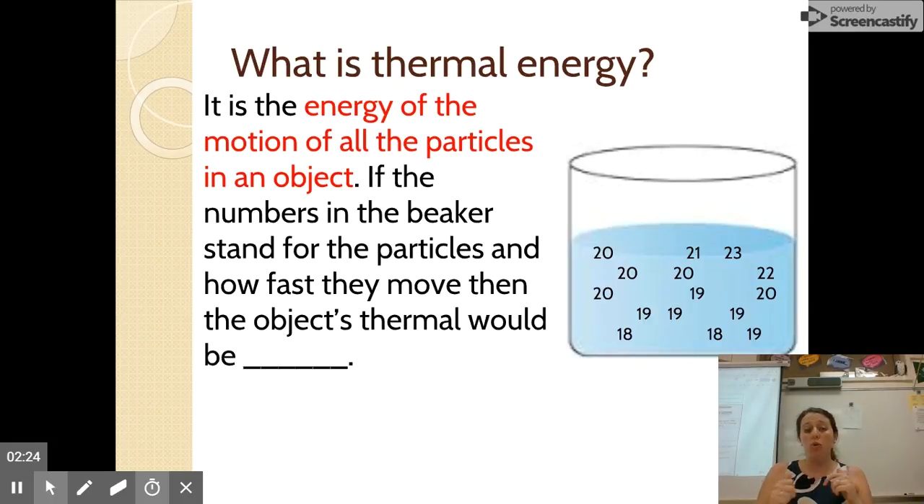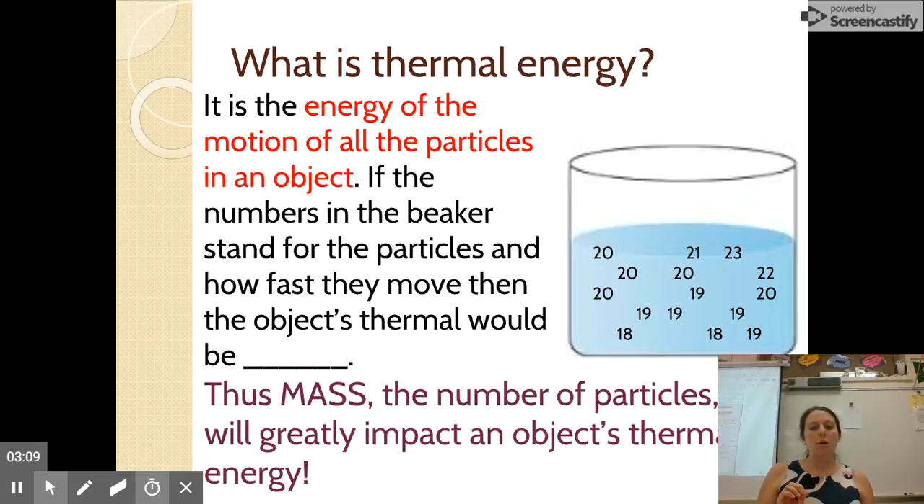It is the energy of the motion of the particles in an object. If you're looking at this beaker right here, all the numbers that you see actually stand for the speed of those atoms, how fast they're moving, the kinetic energy of those atoms. Are they moving at a 10, or are they moving at a 2? Either way, they're always moving. So if you total up the amount of atoms and how fast they're moving, 20 plus 20 plus 20 plus 18 plus 19 plus 19, add all of those together, that would give you your total thermal energy.